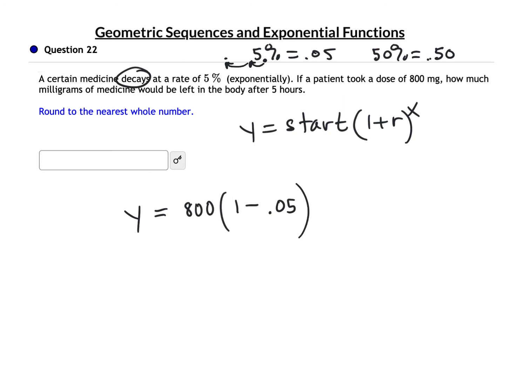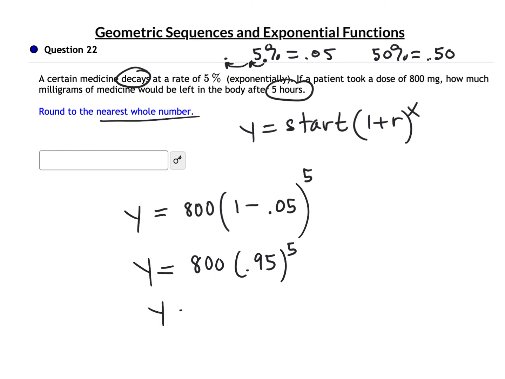800 times 1 minus 5% to the power of 5 hours. 5 is our time, it's in hours. This is y equal 800 times 0.95 to the power of 5, and we're rounding to the nearest whole number again. We get 619 milligrams.